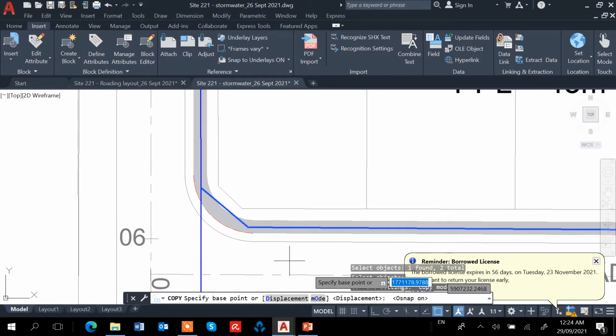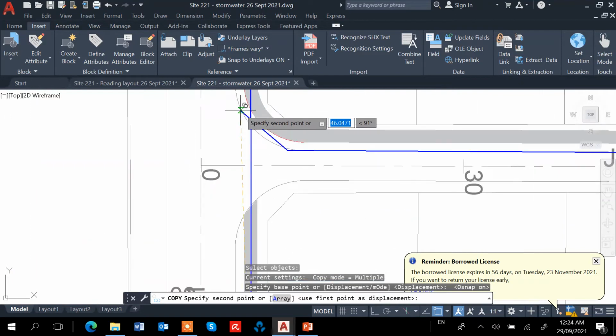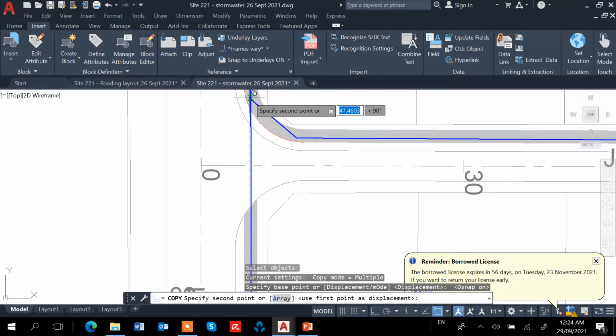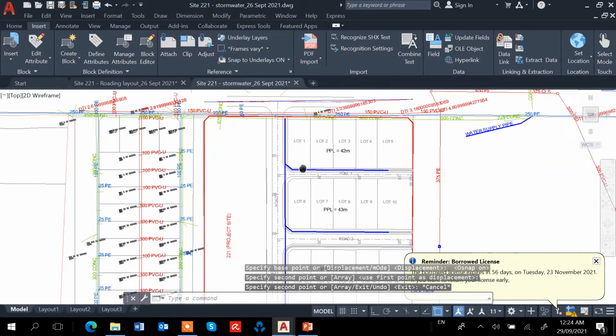Just copy based on this one. Yeah, but like that. Okay.